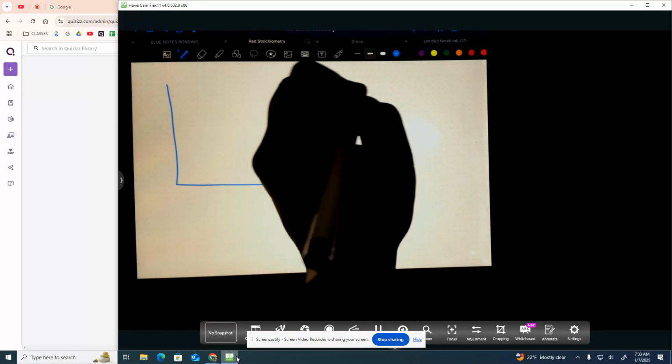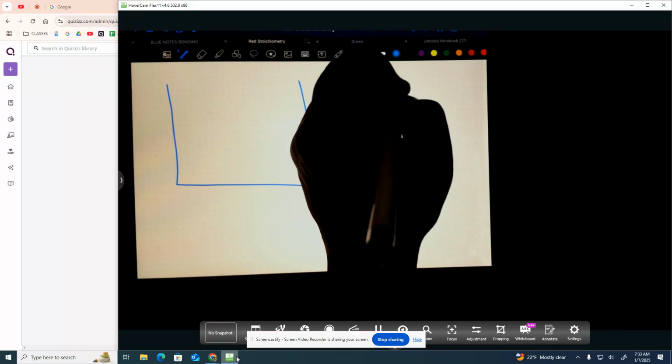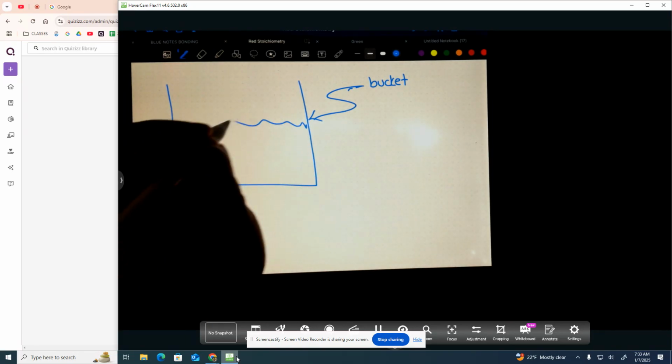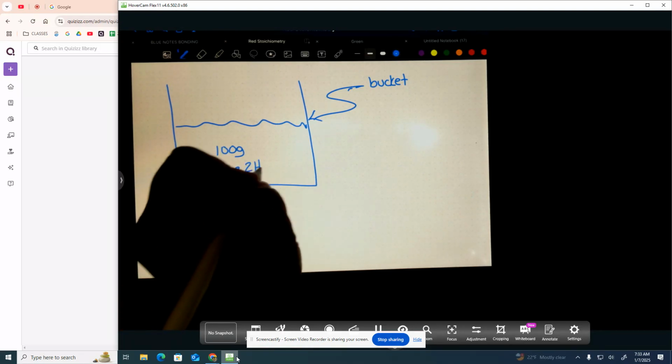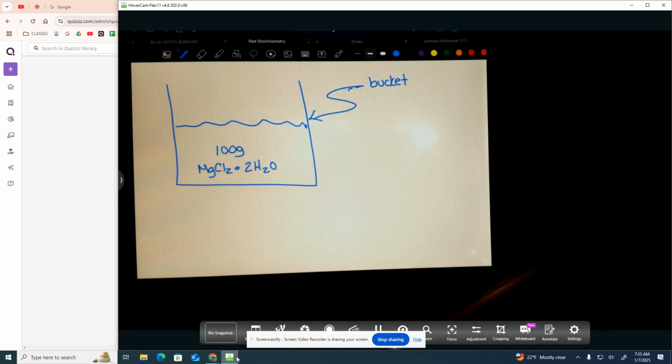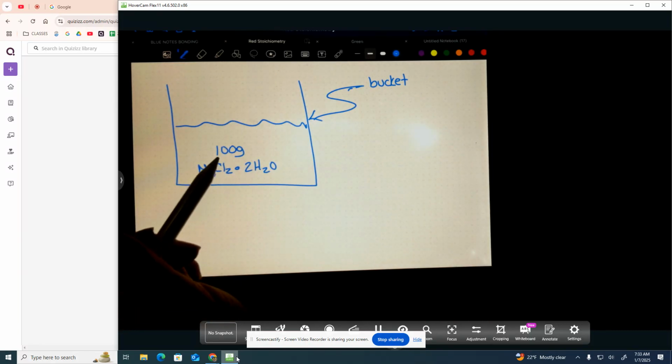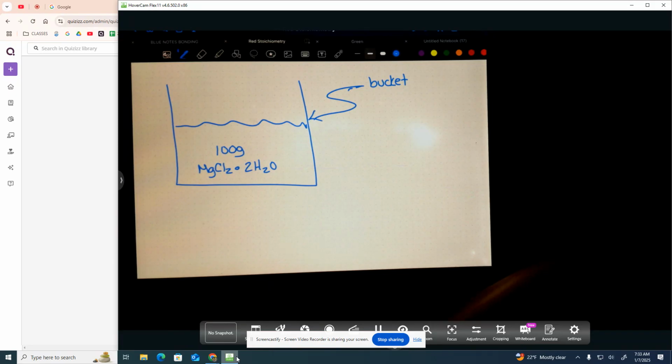What happens if I give you a bucket? That's a bucket. And in that bucket, I put 100 grams of magnesium chloride dihydrate. And I said to you, how much water is in that bucket? 28%. 28% of 100 grams, right? So if it's 28% of 100 grams, how many grams of water do I have in that bucket? How much? 28. Okay?